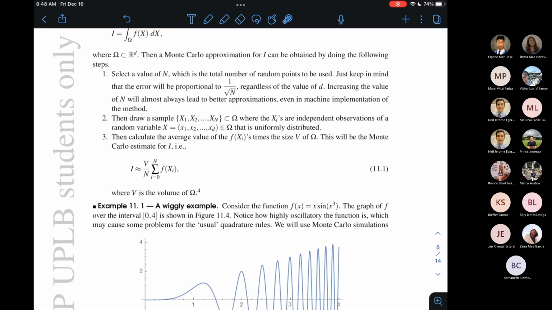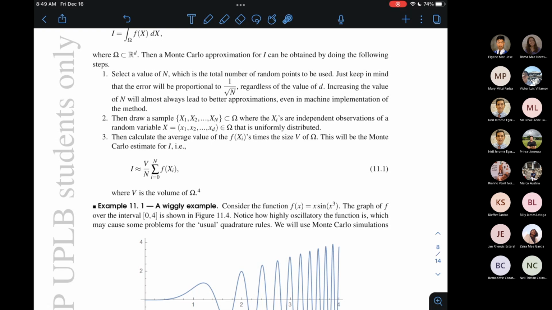Ang sinasabi niya is, as capital N goes large, right, yung error ay palapit ng palapit kay 1 over root N. Hindi siya upper bound. Siya yung long-term behavior for sufficiently large value of N. And apparently, 100 is not good enough.